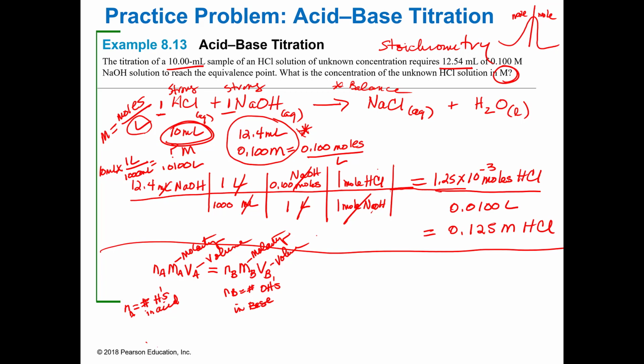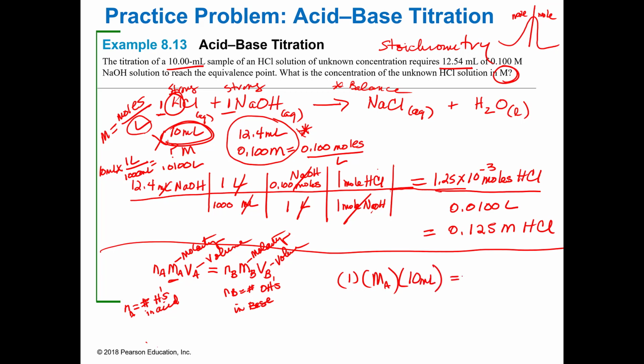Okay. So now I'm going to plug my numbers in. I don't have to have a balanced chemical equation. I don't have to convert anything to liters. All I have to do is I say, how many hydrogens are in hydrochloric acid? There is 1. What is the molarity? I don't know. So I'm going to write M sub A because that's what I'm looking for. What's the volume? 10 milliliters.